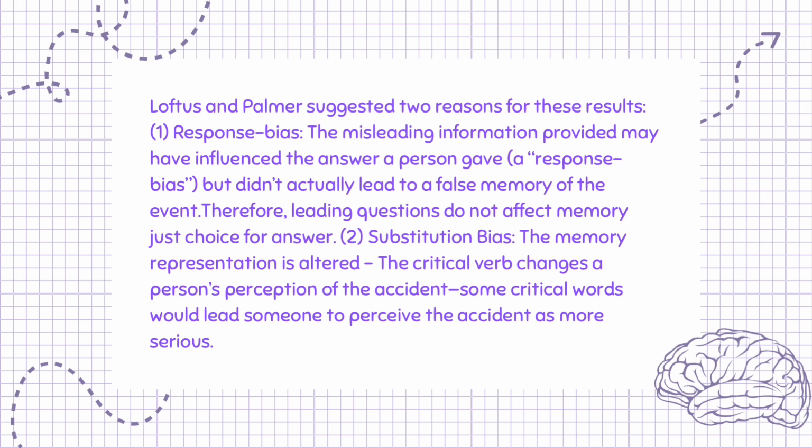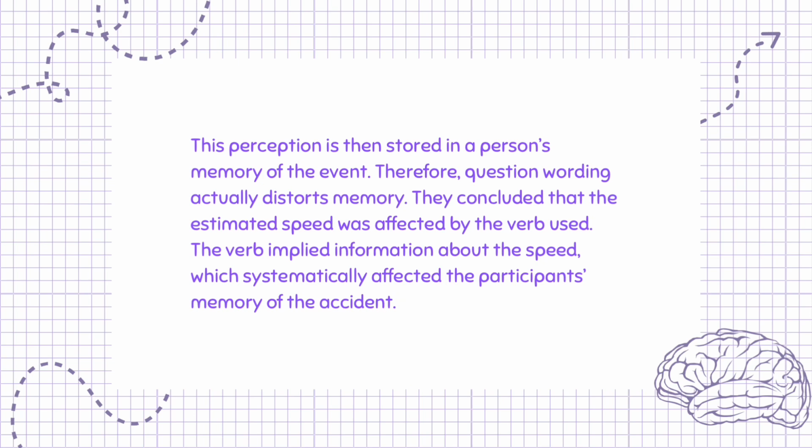2. Substitution bias. The memory representation is altered, the critical verb changes a person's perception of the accident. Some critical words would lead someone to perceive the accident as more serious. This perception is then stored in a person's memory of the event. Therefore, question wording actually distorts memory. They concluded that the estimated speed was affected by the verb used. The verb implied information about the speed, which systematically affected the participants' memory of the accident.